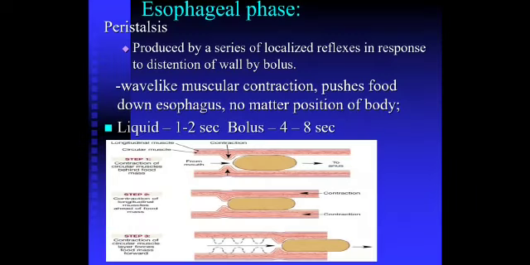The last phase: the first was the buccal, the second is pharyngeal, the third is the esophageal phase, which is also involuntary. The esophagus produces a series of local reflexes in response to mechanical distension of the wall of the GI tract by the bolus. Wave-like muscular contraction pushes the food down the esophagus no matter the position of the body, whether lying down or standing. Liquid takes 1 to 2 seconds and the bolus takes 4 to 8 seconds.